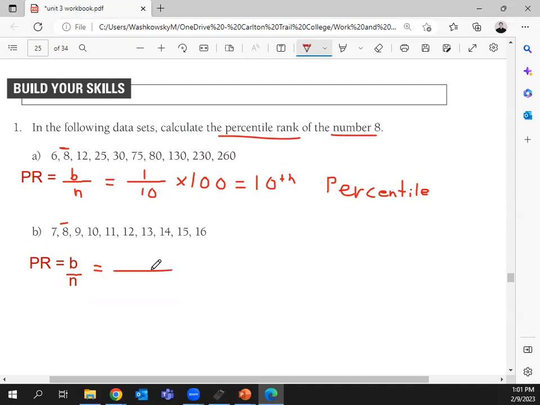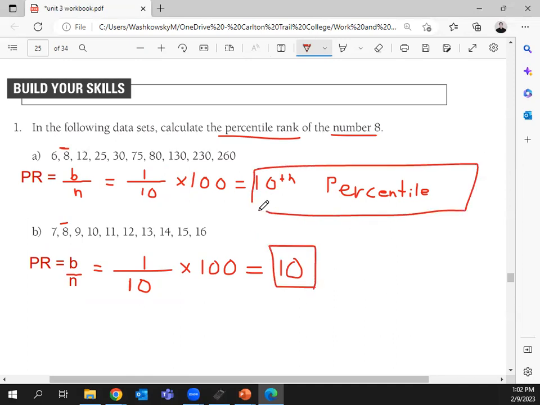So how many total data sets do I have there, Austin? 10? And how many are below 8? Just one. So same thing, 1 over 10. Oh, it's times by 100. These are the exact same percentile ranking, right? These are both within the 10th percentile. They're both in the 10th percentile of the data set that they were given. So I hope that's making some sense. Seems like it is.